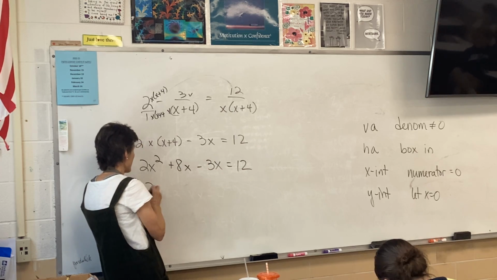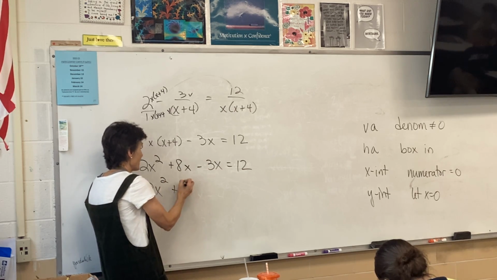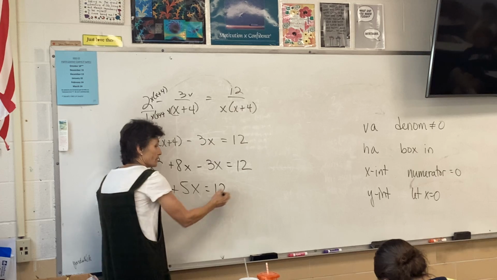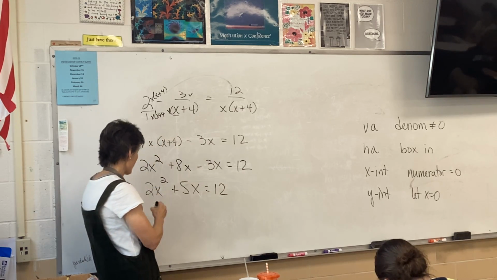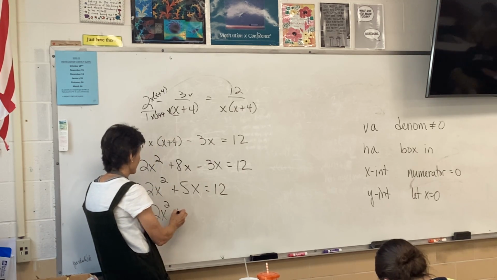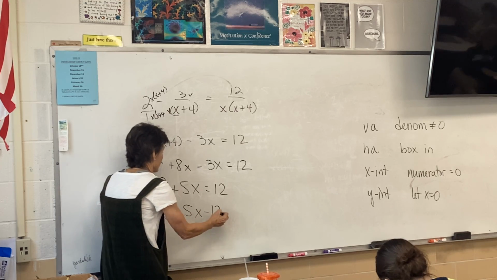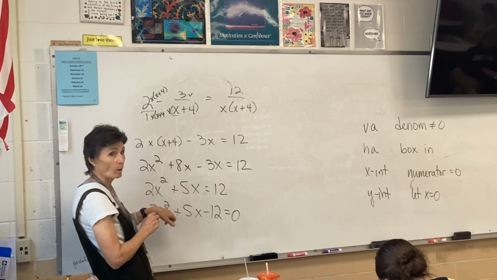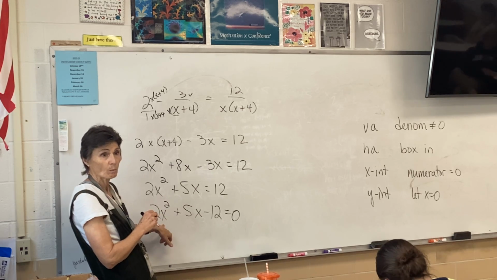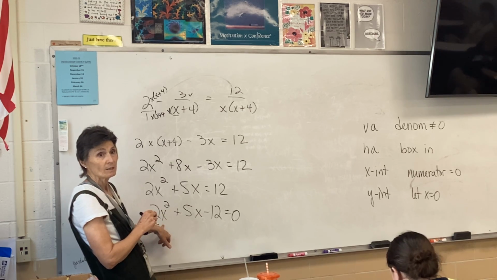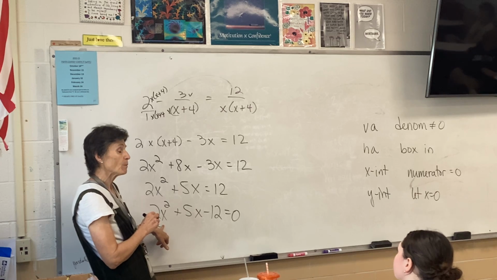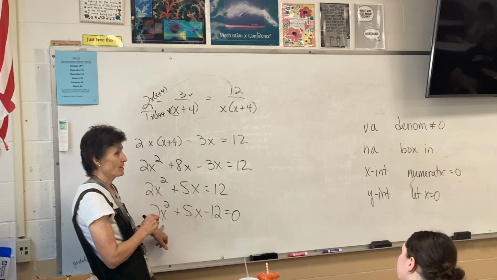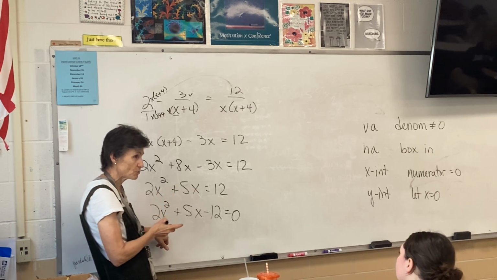Combine those, right? So 2x squared plus 5x. Subtract the 12 over, because what kind of an equation is this? Quadratic. And when we have quadratics, we want them set equal to 0, so that we can do what? Factor. What we just got done doing on the quiz you took, right?